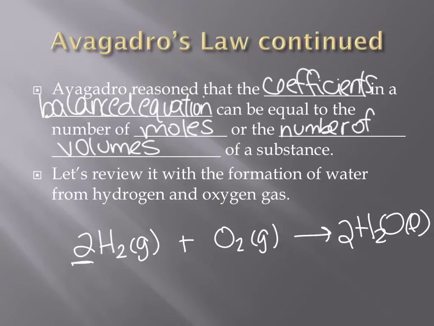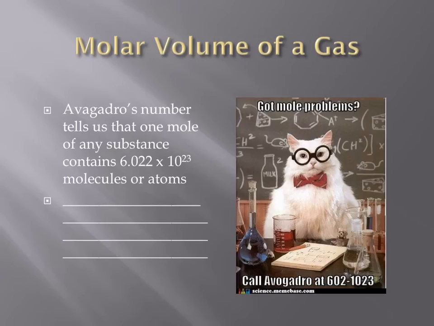Avogadro said that if it's at a constant temperature and pressure, we can read that not only as moles, but as a volume. So I could say I have 2 liters of hydrogen gas plus 1 liter of oxygen gas yields 2 liters of water. Is moles the measure of volume also? No, a mole is a measure of the amount of something. Volume would be liters or milliliters or one of the units we've already used.